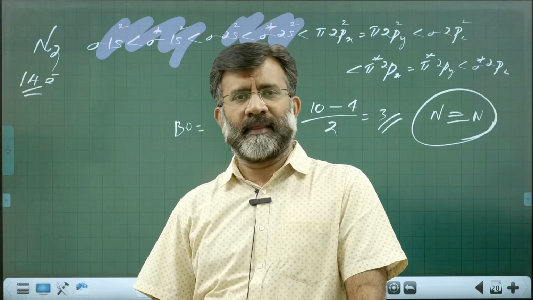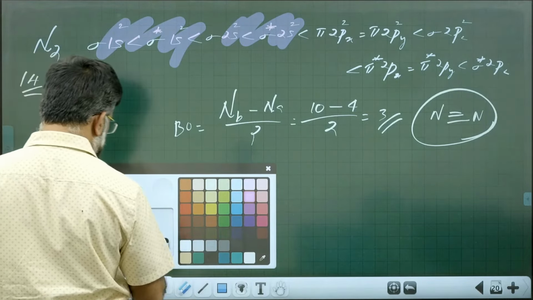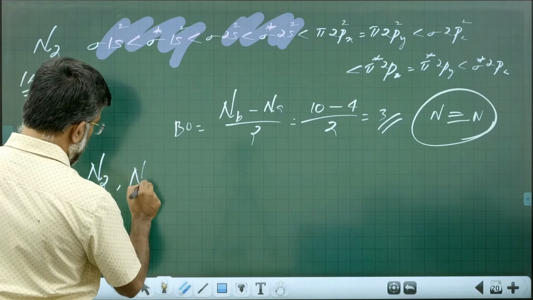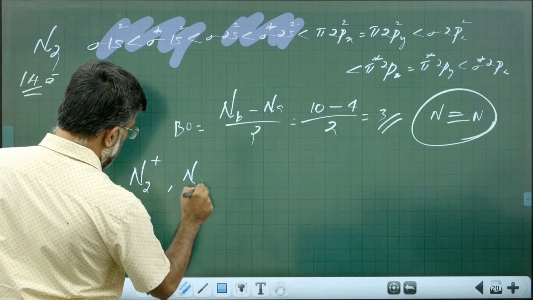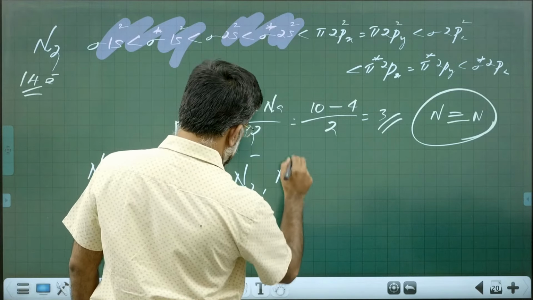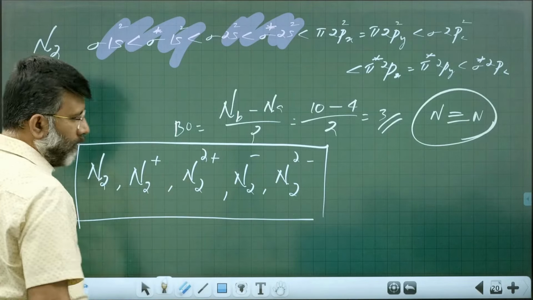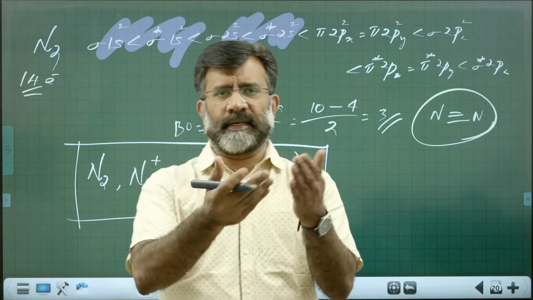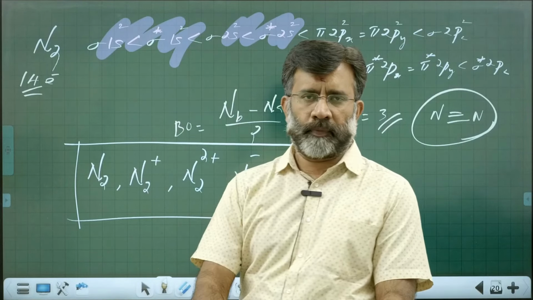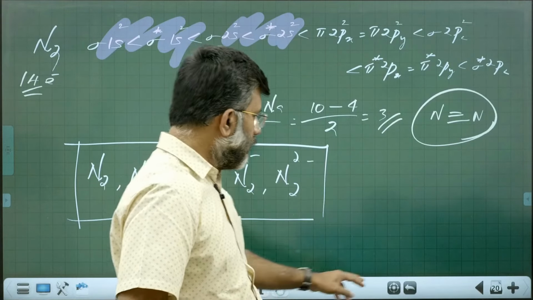That way also you can find out. Here also, you must try to work out the configurations for N2 plus, N2 2 plus, N2 minus, N2 2 minus. All systems nitrogen and below, you will follow this configuration. All systems oxygen and above, you will follow this configuration.